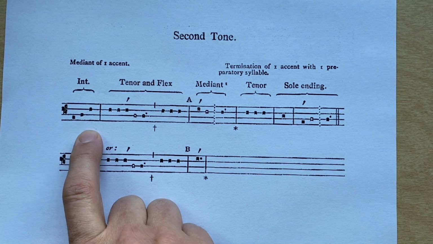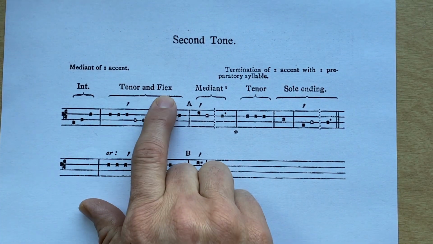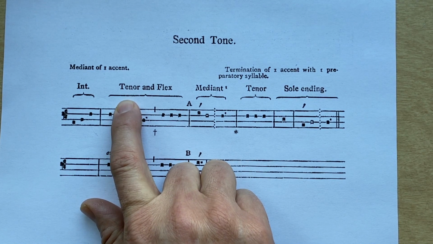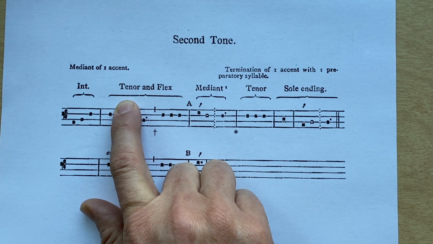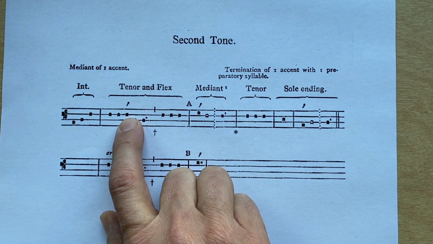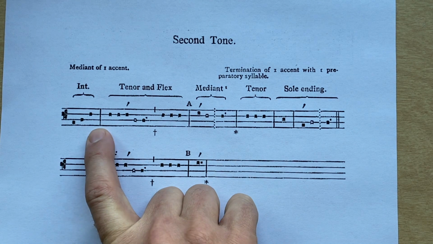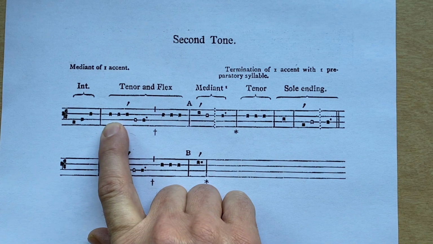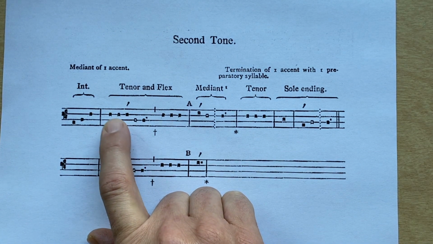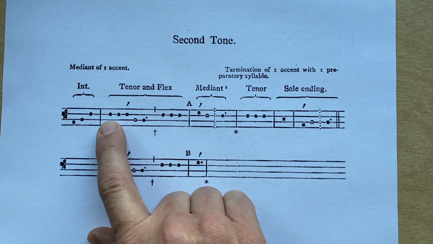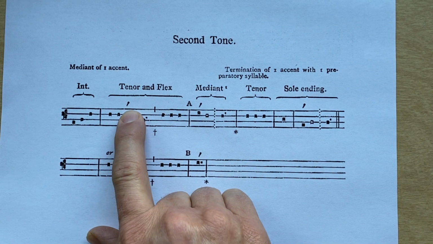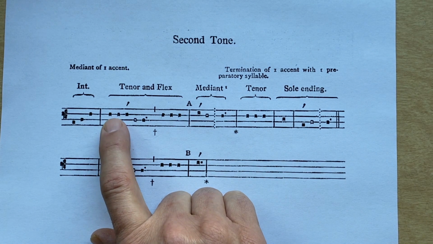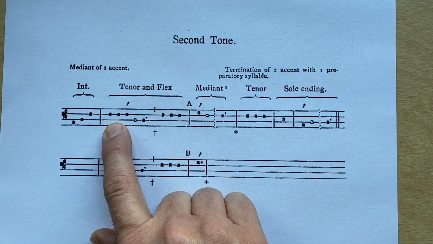So after the introduction, you get to what's called the tenor. So this says tenor and flex. We'll talk about the flex in a second, but the tenor is the reciting tone. It's the note on which you're going to sing the majority of the psalm. So the idea is you sing some words in the introit, and then you sing the majority of the line here on the tenor. The tenor is this note that repeats here, here, and then here, and it has an accent on it. That accent is important. But the tenor is the repeating or the reciting tone.